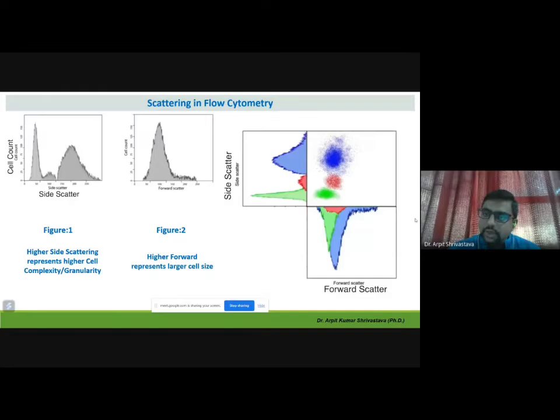Red dots represent moderate, medium forward and medium side scattering. That means medium size and medium complexity. And the green population in the graph shows the lowest amount of side scattering and lowest amount of forward scattering. That means among these three, this is the smallest in size and less in complexity.